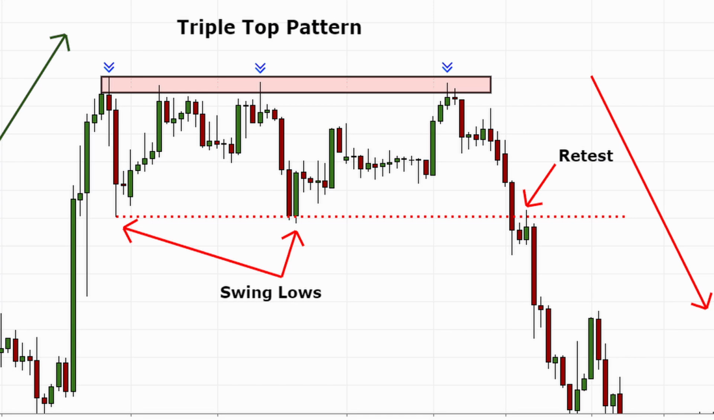This forms the three peaks, or tops. The lows between the peaks are connected by a horizontal or slightly sloping trend line, known as the neckline. The pattern is confirmed when the price breaks below the neckline, suggesting a potential reversal to a downtrend.